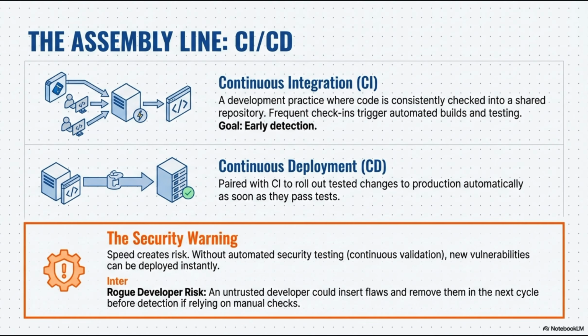That way you can do it as quick as possible. But the problem with the speed is that it creates a risk. Without automated security testing and validation, new vulnerabilities can also be deployed instantly. For example, a rogue developer, which is an untrusted developer, could insert flaws and remove them in the next cycle before detection, so that it would be deployed and no one would be the wiser.